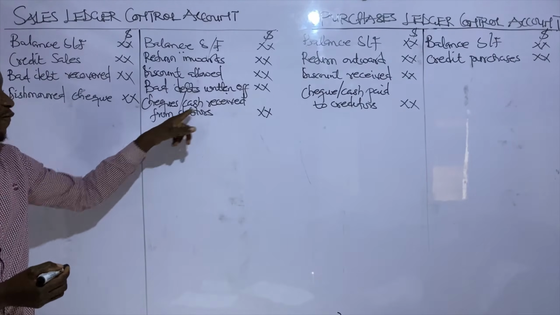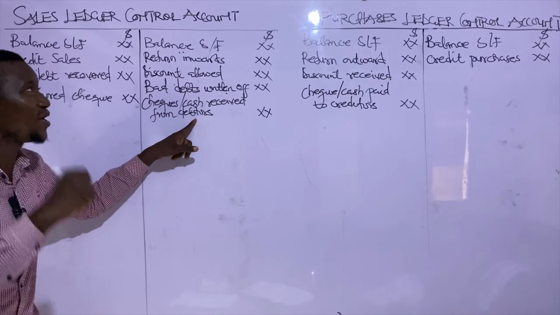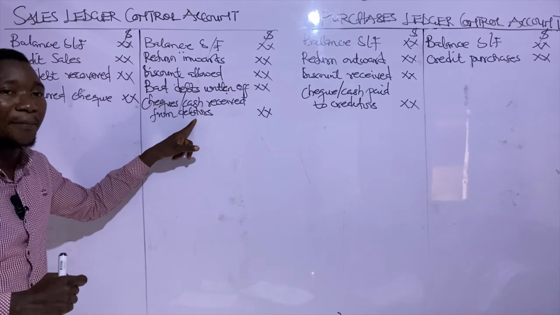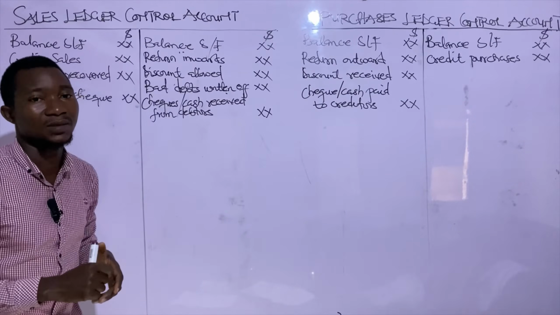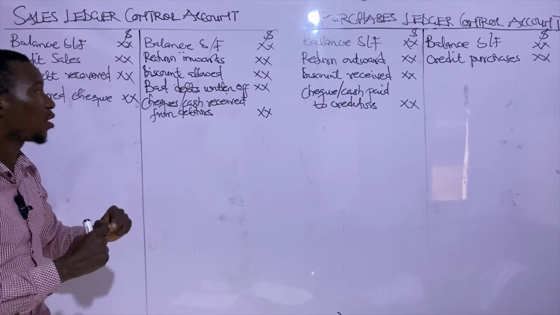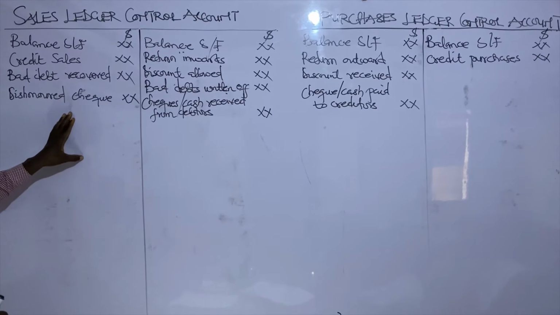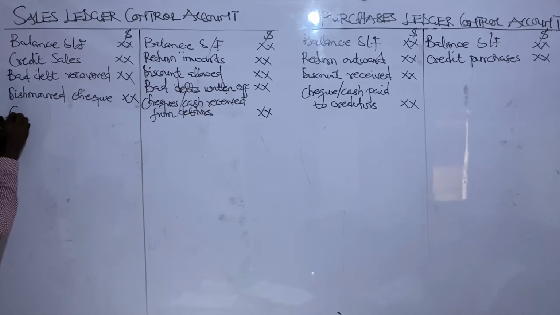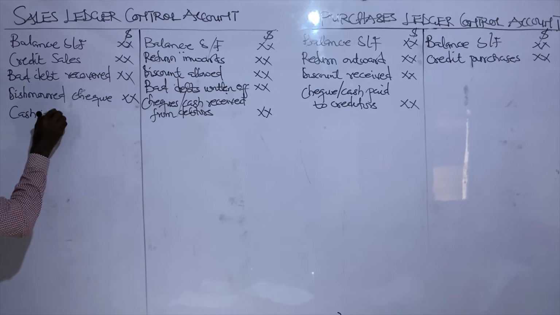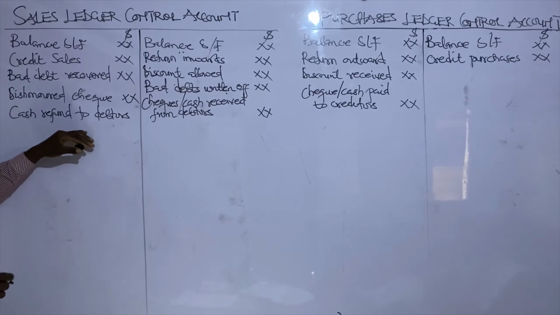The cash received from the debtor, sometimes the business will get to know that that amount is not supposed to be paid by that particular debtor. When that happens, then the business needs to do a refund to that particular debtor. When the refund is done by the business, a refund of cash will increase the debtor's balance, so it will be recorded at the debit side of the sales ledger control account. So anytime there is a cash refund to debtors, it will be debited to the sales ledger control account. Is that okay? Good.